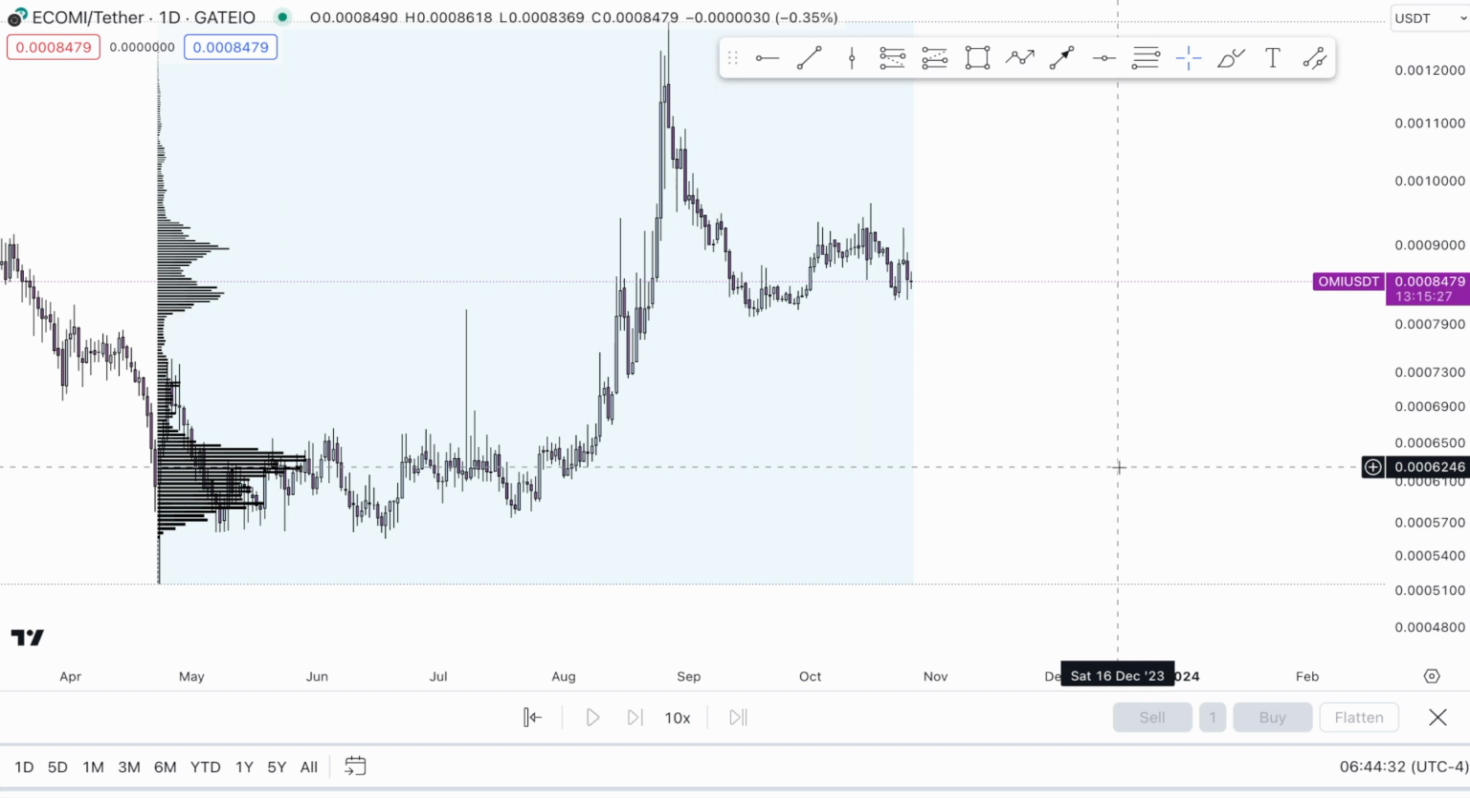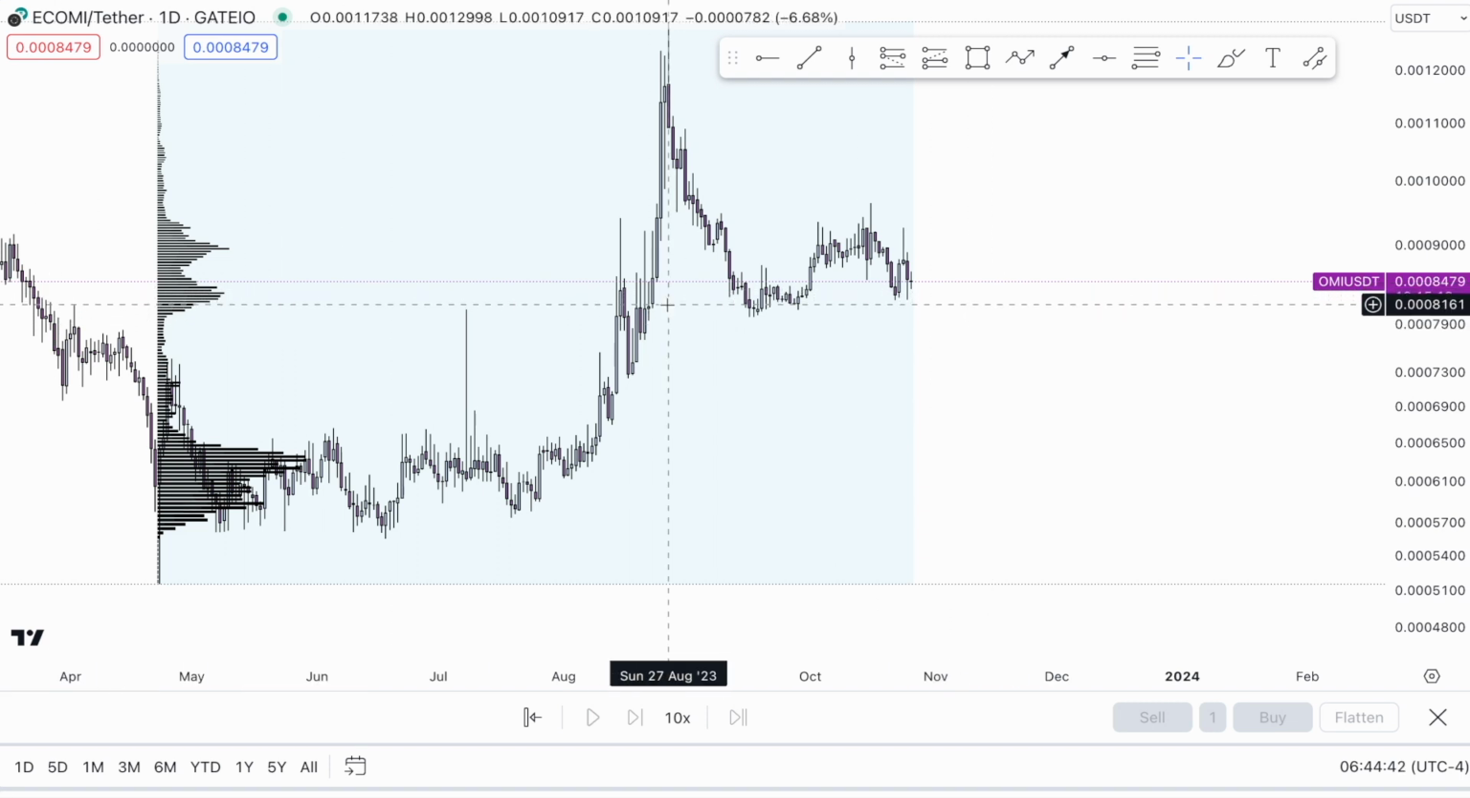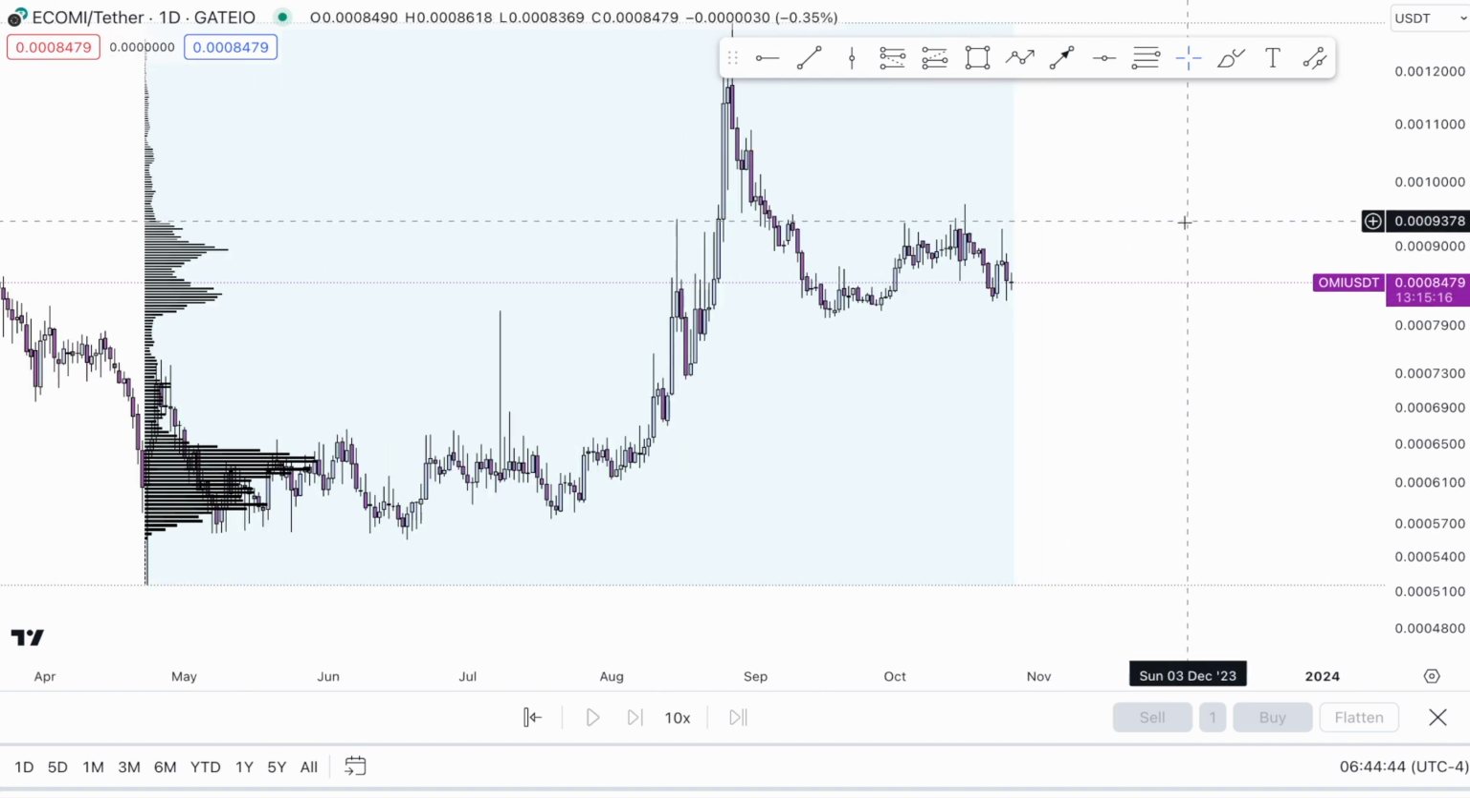Today we're going to talk about the Omi token. Really excited to bring in the volume indicators for today. So this is called the volume fixed range. We put it from the top over here towards the bottom and you get this fixed range in the side. On the side you see these volume profile.